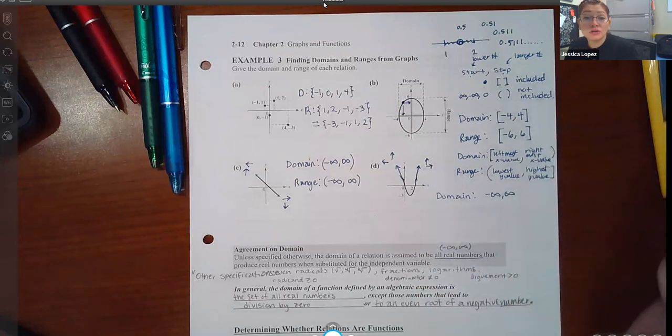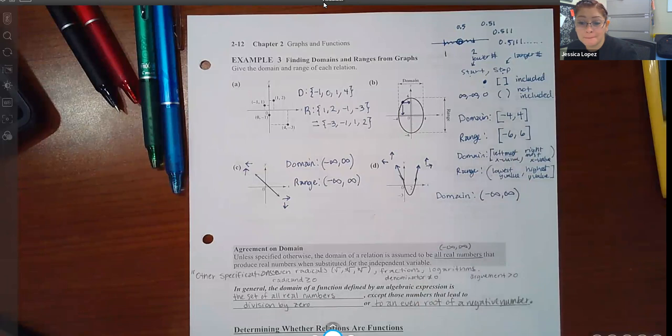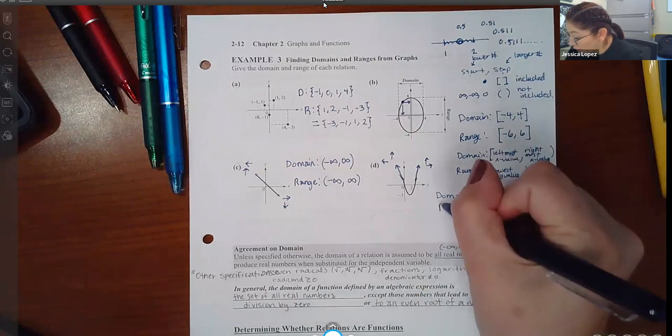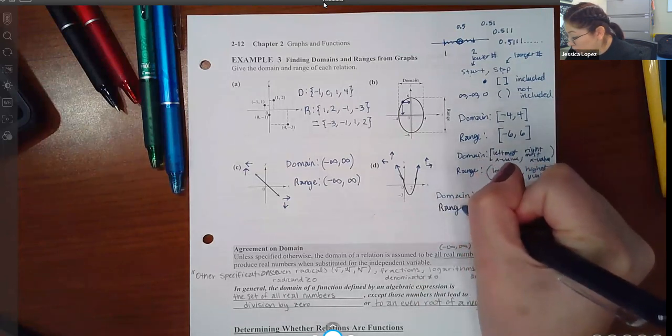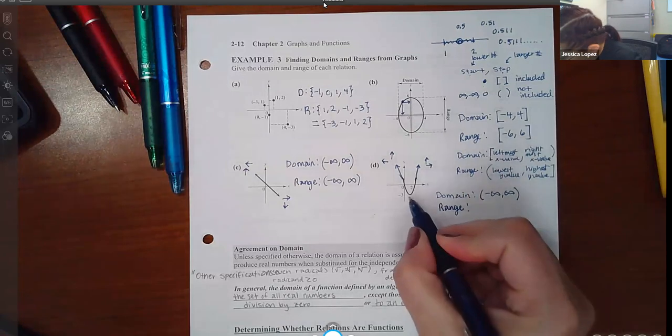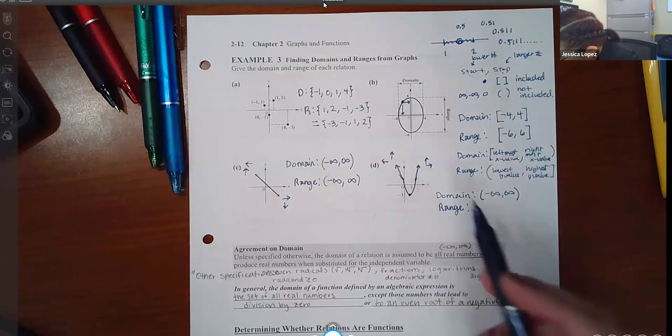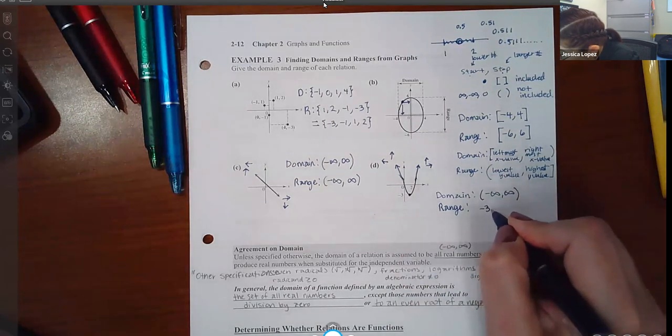And since we can't include those because they're not actual specific numbers, we're going to use parentheses. Now for range, we're doing the y value. So the lowest y value to the highest y value. Well, this happens to be the lowest part of the graph, okay? And that happens to be the y value of -3.